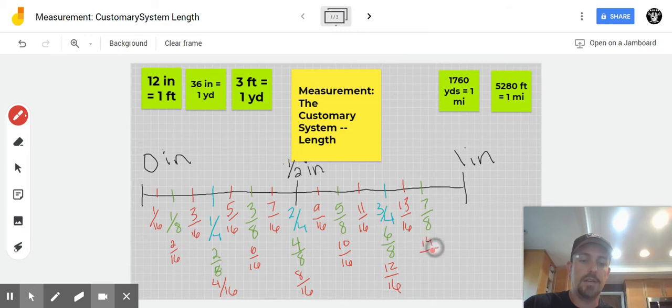14/16 is equivalent to 7/8, and 15/16 right here, and then you get all the way to 16/16, which is 1 inch. And of course, that applies afterward too. So you can get 1 and 1/16, 1 and 2/16, which is 1 and an eighth, right? So that's how the customary system of measurement works and how you can practice fractions on a ruler.